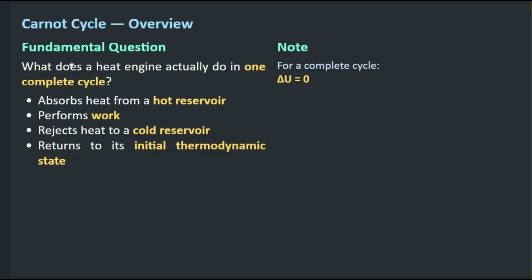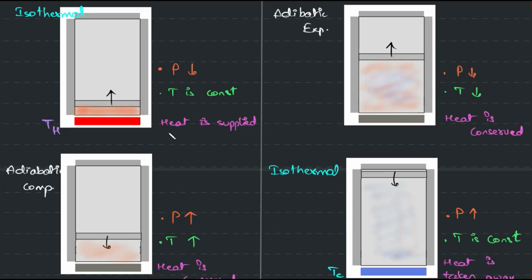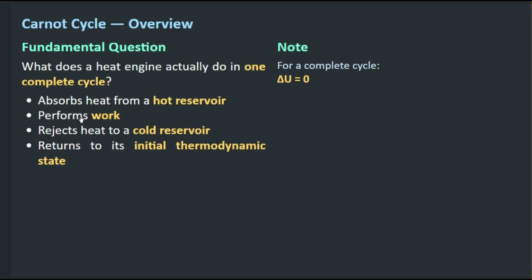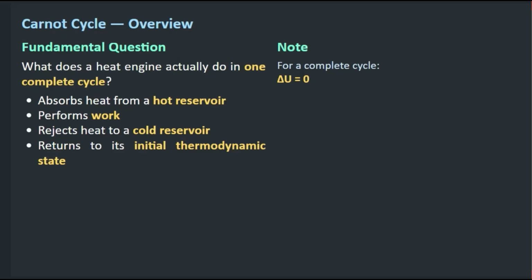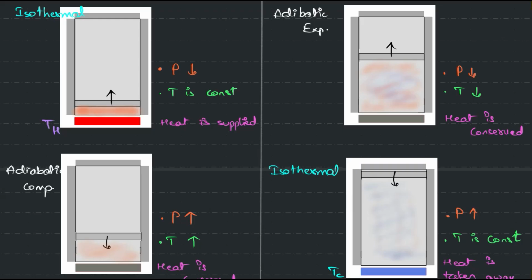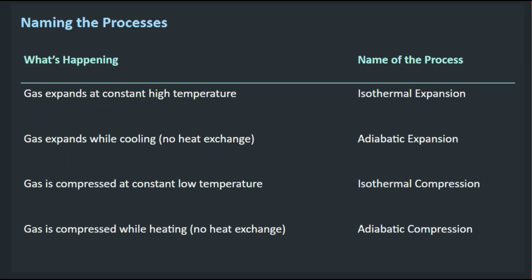So Carnot cycle overview, fundamental question. What does a heat engine actually do in one complete cycle? It absorbs heat. Yes, it absorbs heat. Then performs work. Yes, the piston is moving up and down. So there is some kind of work being done on the system or by the system. It rejects heat. Yes, rejects heat over here. Returns to its initial thermal state. True. And so your delta U is equal to 0. Again, it's an ideal case.